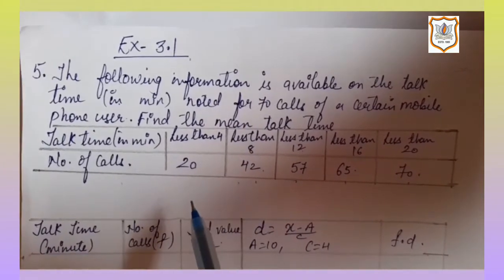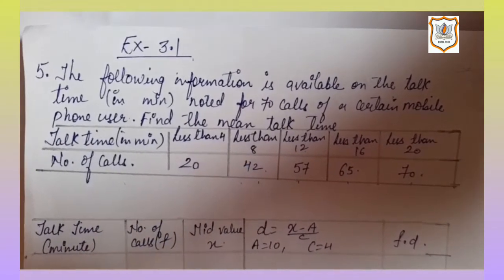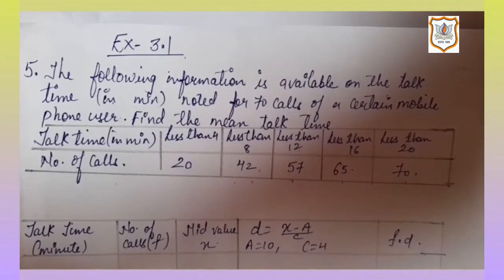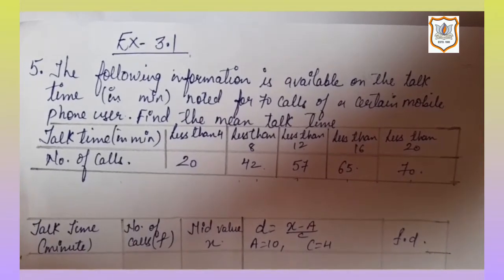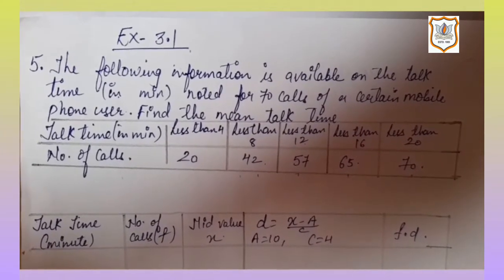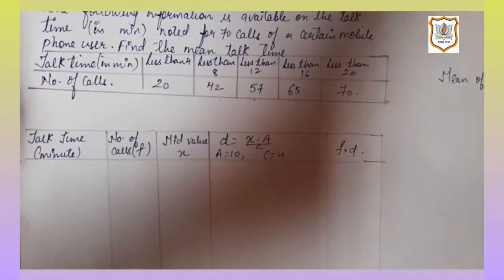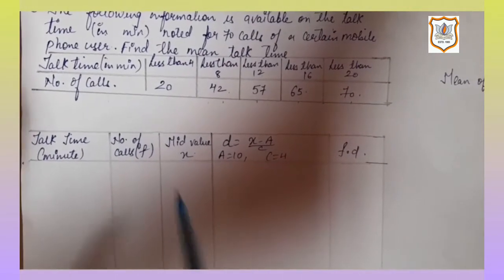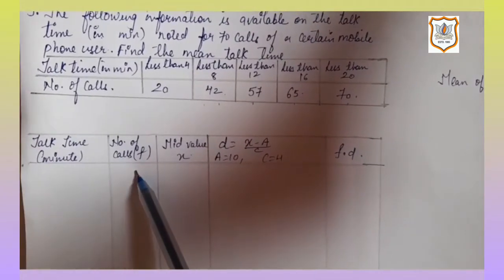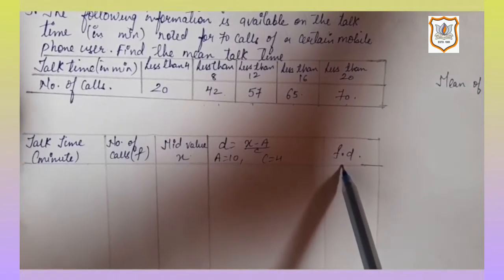The difference between two successive upper boundary points is 4. Therefore, class length C will be 4 and we get the lower boundary point of the initial class as 0. We will find the frequency of each class from the given cumulative frequency. Now here we have prepared the table, writing talk time, number of calls, mid value, then we have to find deviation and f into d, fd.